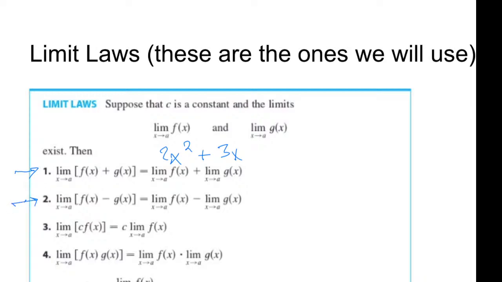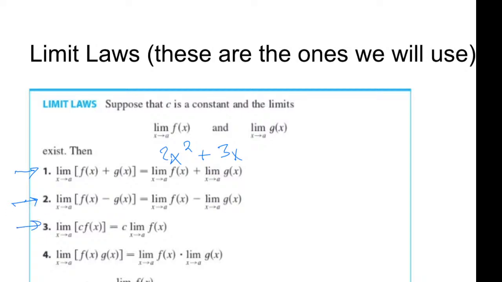Rule number 2, or law number 2, is the difference law. And again, it makes sense. If it worked for addition, it should work for subtraction. And it does, because subtraction is really just the opposite of addition. It's a takeaway instead of a put together. So again, we could either subtract the functions first and then take the limit, or we can take the limit of each of the pieces and then subtract those limits. And we'll work through some of these examples, but these are what we're going to refer to.